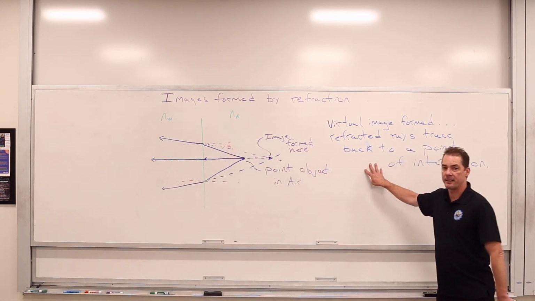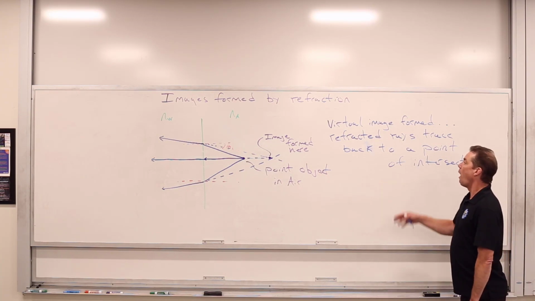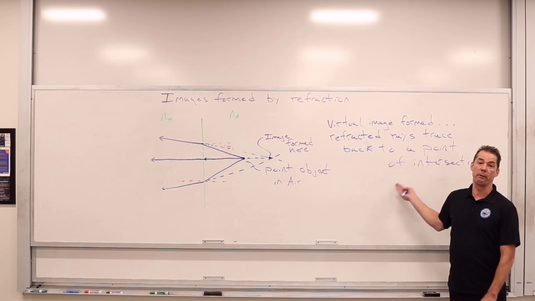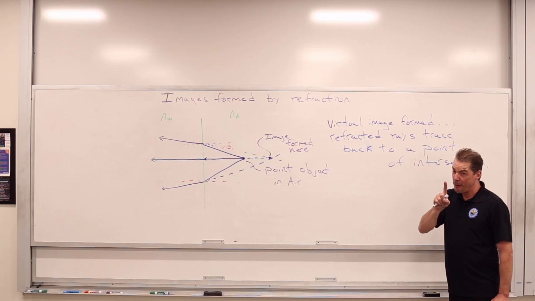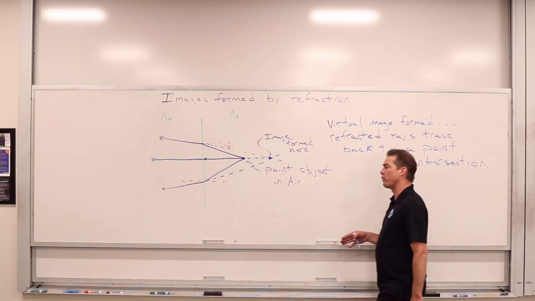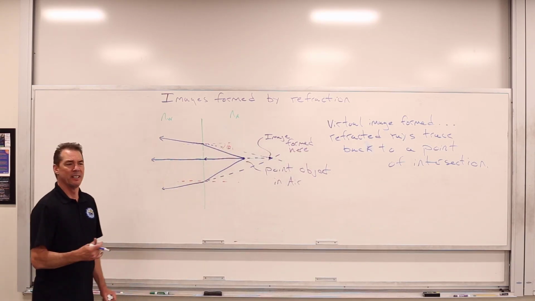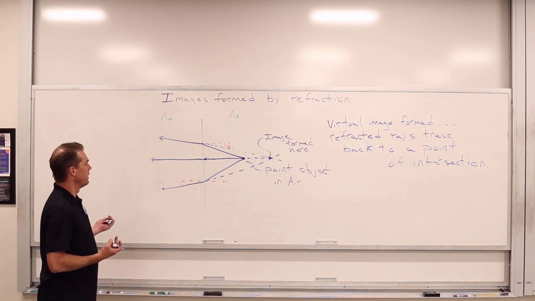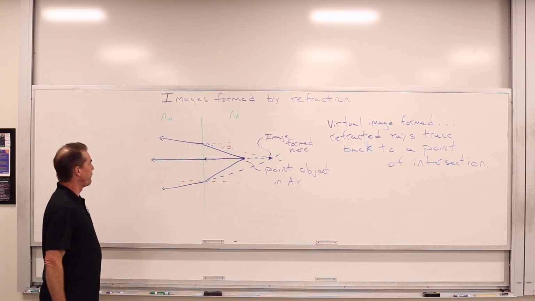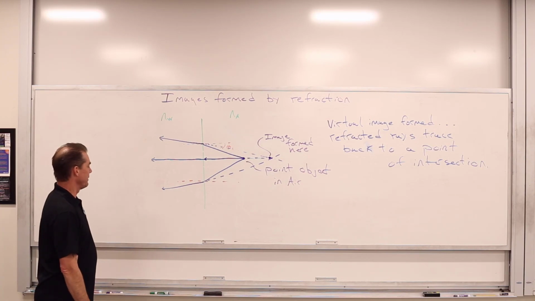And this still applies. No matter which way we look at it, with a planar interface boundary, we'll always get virtual images formed by refraction. Now, there are other types of boundary surfaces that we could have, like a spherical surface, and we get some different things going on. But this is basically what we got for the case where we're just looking at planar boundaries. Pretty straightforward.